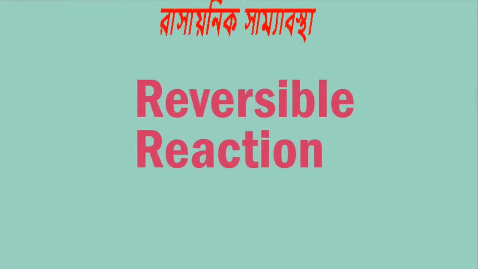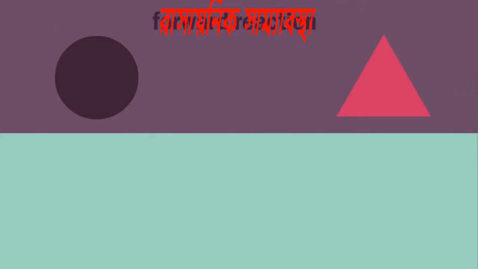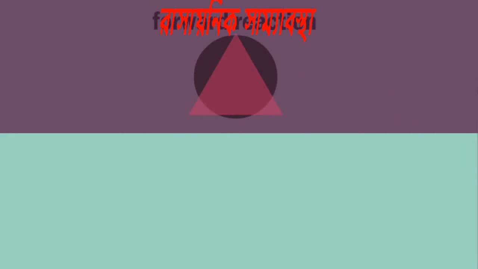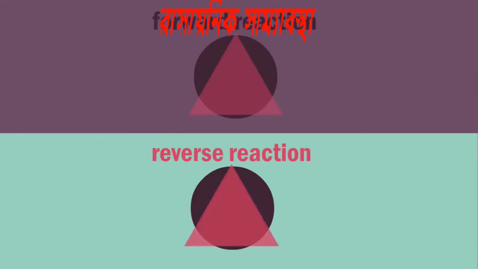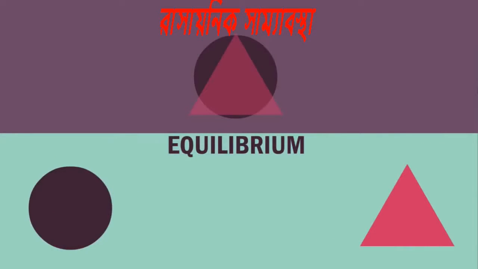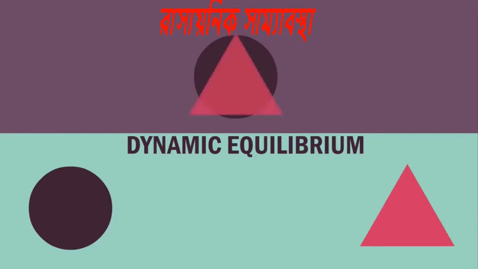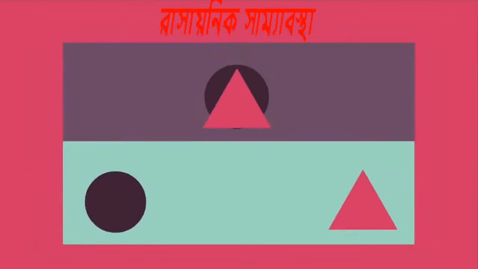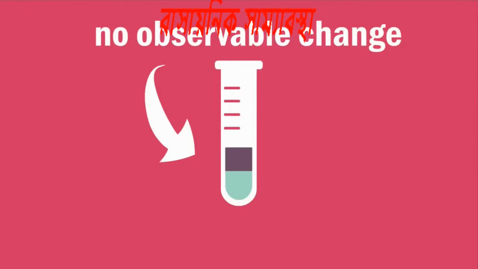Reversible reaction. If the rate of the forward reaction, reactants to products, is the same as the reverse reaction, products to reactants, the reaction is said to be at equilibrium. This is called a dynamic equilibrium because both processes are occurring simultaneously, even though there is no overall observable change.